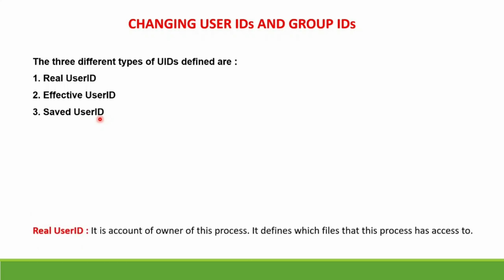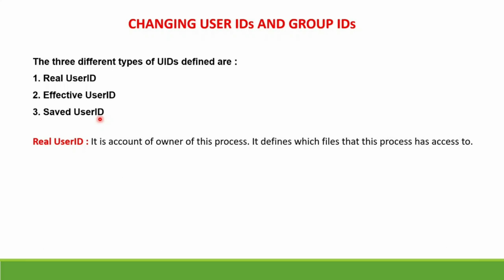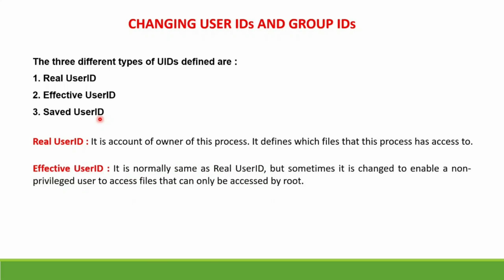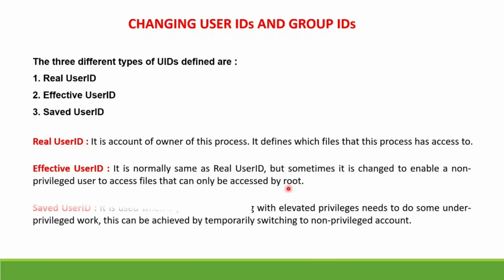So what is the real user ID? The real user ID is the account of the owner of this process, the one who has created this process, and it defines which files this process has access to. So this is about the real user ID. And what is the effective user ID? See, the effective user ID is normally the same as the real user ID, but sometimes it is changed to enable a non-privileged user to access files that can only be accessed by the root user, or the root processes. Finally, the last one, the saved set user ID.